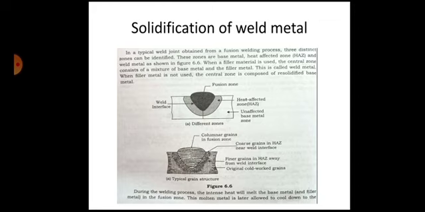The solidification process is similar to casting, and columnar grains are formed. These grains are shown in the second diagram. These columnar grains grow parallel and opposite to the direction of heat flow. In general, the weld metal has a cast structure having coarse grains, since the cooling occurs very slowly.